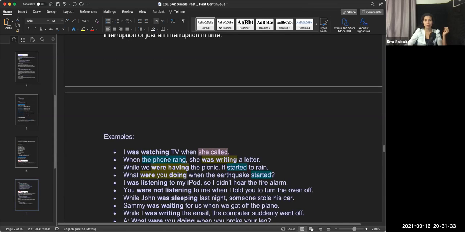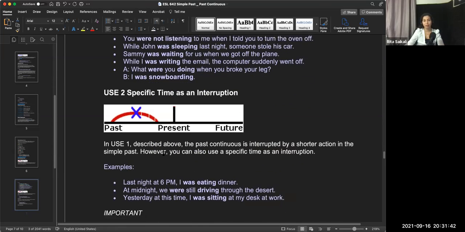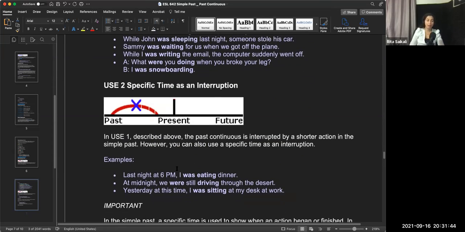Okay, the phone rang when I was writing a letter. I would have continued, but the phone rang. Any questions? Perfect. Okay, so another thing is specific time as an interruption.